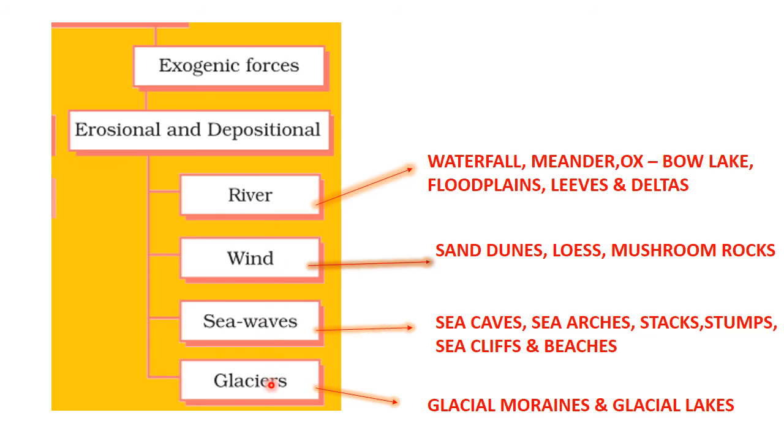Now we have seen the agent of river. What landforms have we learned about from the work of the river? The formation of waterfalls, meanders, oxbow lakes, floodplains, levees and delta. For the work of wind, we have seen the formation of sand dunes, loess and mushroom rocks. For sea waves, we have seen the formation of sea caves, sea arches, stacks, stumps, sea cliffs and beaches, and beaches are the depositional activity of the sea waves. For glaciers, we have learned about glacier moraines, which are depositional, and the formation of glacier lakes, which is erosional.